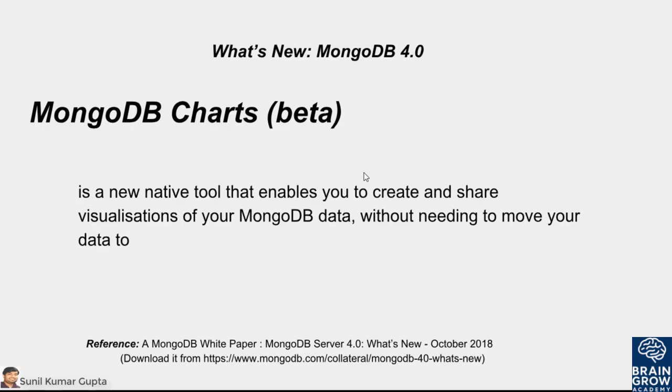And if you want to read, as I said earlier, you can refer to this document, a MongoDB white paper, MongoDB Server 4.0, What's New, which was released in October 2018. You can download it from mongodb.com. You can see the link here, and you can go to the link and download that. I'll suggest you go through that, read the white paper, and it will give you more insight about the MongoDB features and what the key strengths of MongoDB 4.0 are.